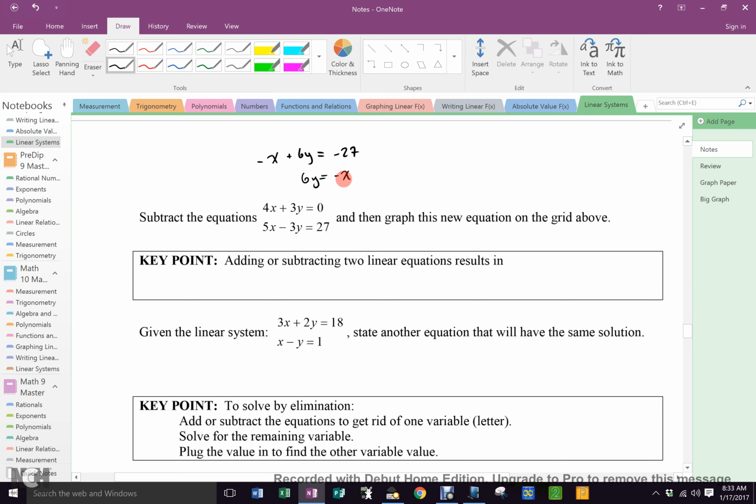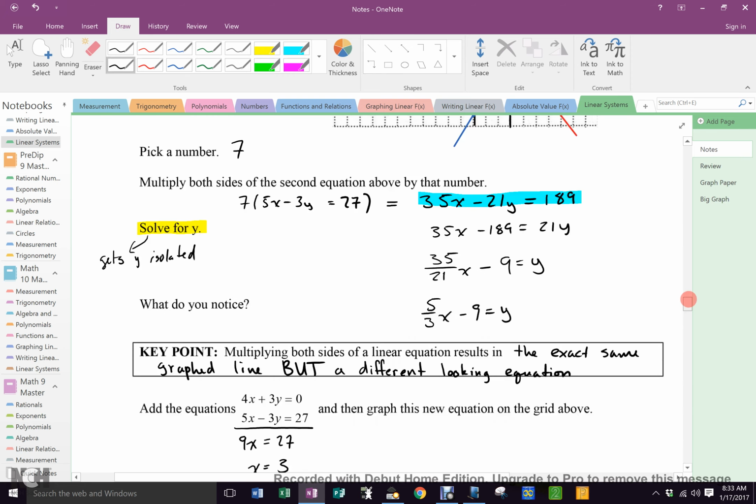6y equals negative x, positive x, minus 27. Y equals 1/6 x minus 27 over 6, which is 4.5, right? Does everyone agree? Can I graph that? Okay, you all know how to graph it. I'm going to go back and graph it and watch what happens. 1/6x minus 4.5.